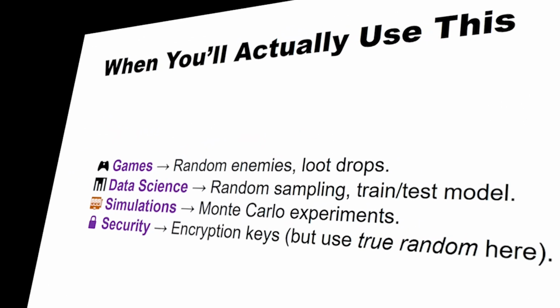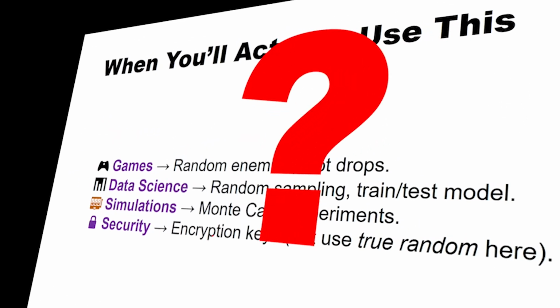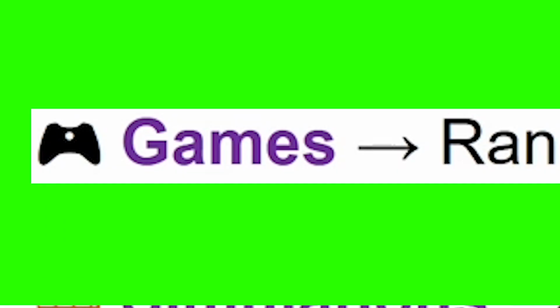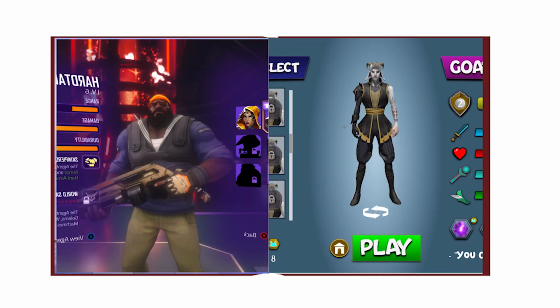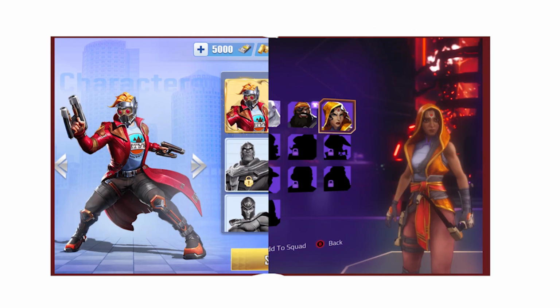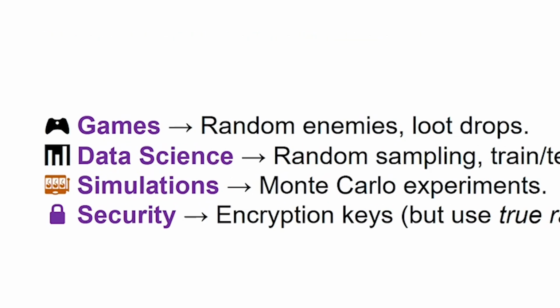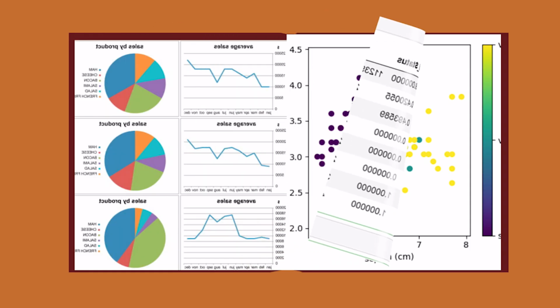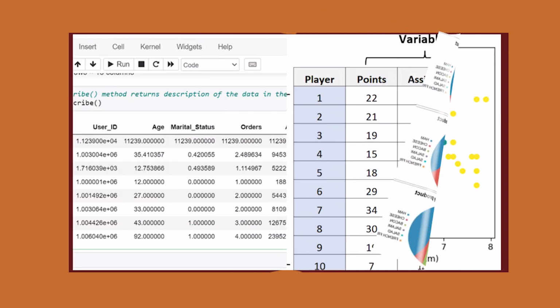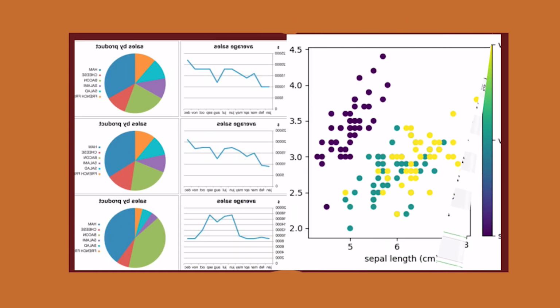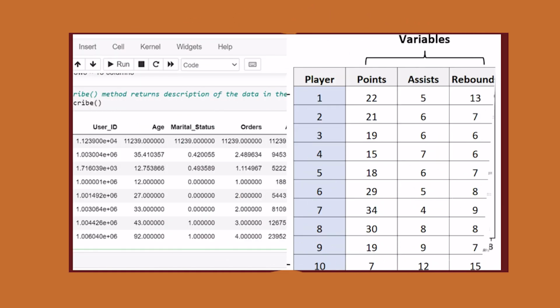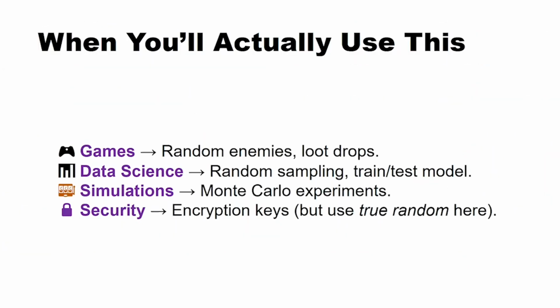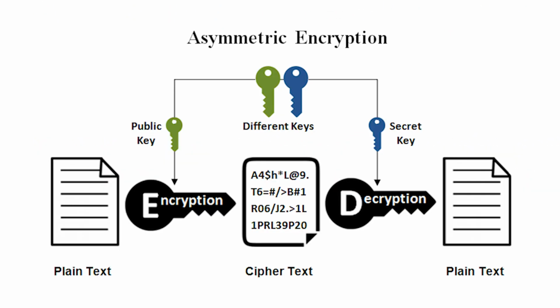Why do you actually need to use a random module in NumPy? Random numbers are used in game development, like when you want to choose random enemies or loot drops. It's also used in data science for random sampling. You can use the random module to generate a dataset, which you can use to train and test your model. It can also be used in simulation, like Monte Carlo experiments, and in security, like encryption keys or password generation.